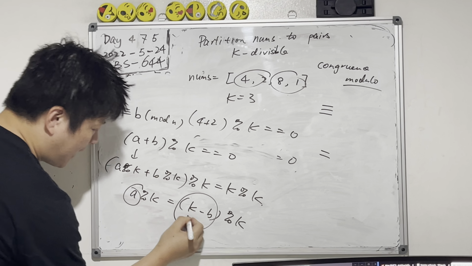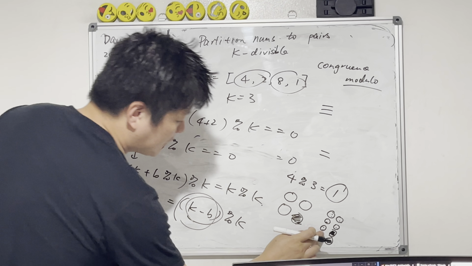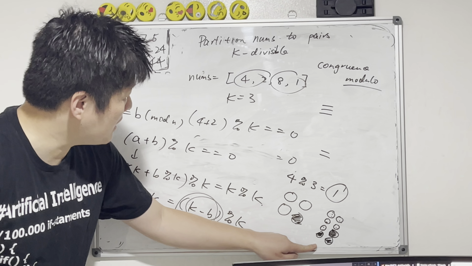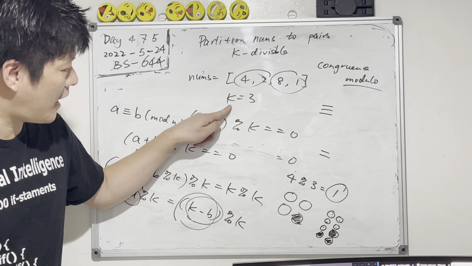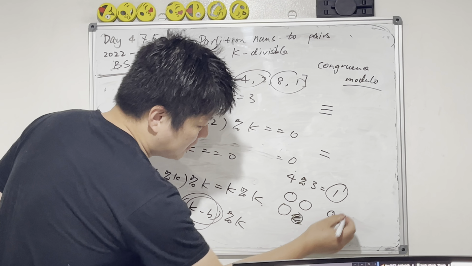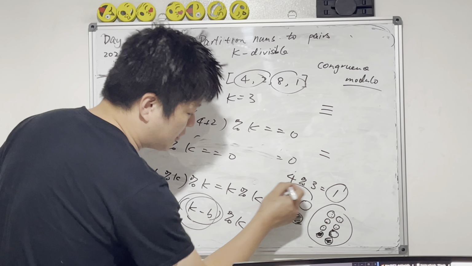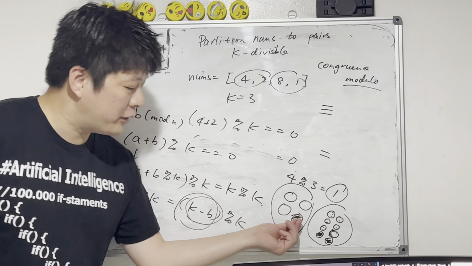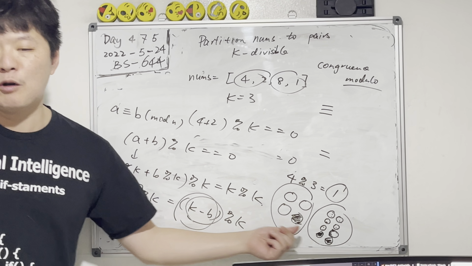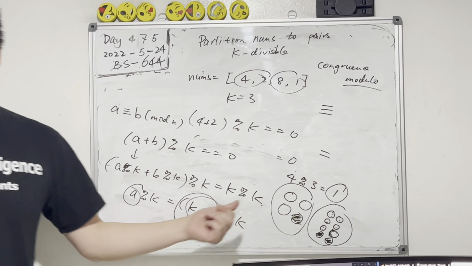So the other number, for example, 8: 1, 2, 3, 4, 5, 6, 7, 8, okay? It has 2 extra, right? What does it mean? 8 modulus 3 remains 2. It has 2 extra. So this group has 2 extra. This group has 1 extra. So we have 1 more here, and we have 2 more here. So put it together, 1 plus 2 is a multiple of k, right?